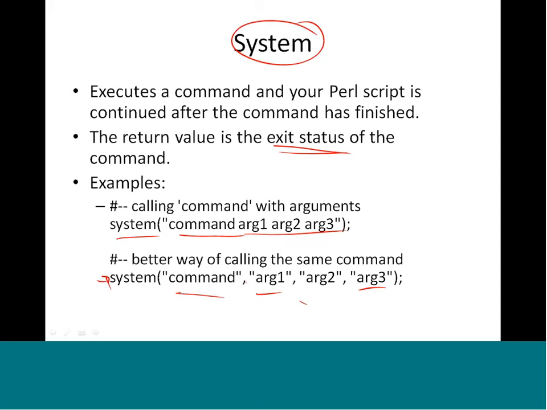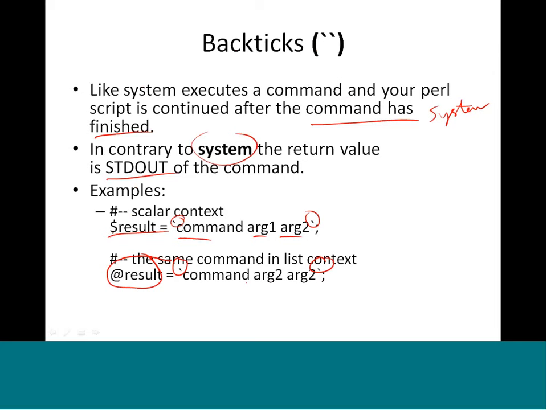So that's the system, and then finally the backtick commands. The backtick commands are just like the system, where it executes the command, and the Perl script continues after the execution is finished. But the difference is that now you can pass whatever the output of the particular command is back to the program that initiates this call. So it can be passed on, and then you can do further processing with that. So the backtick is very useful, and more often than not you'll see the backtick commands rather than the system commands.